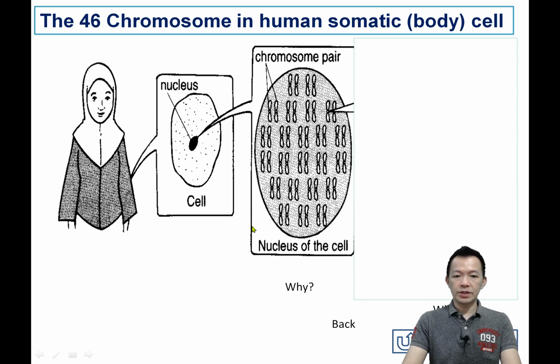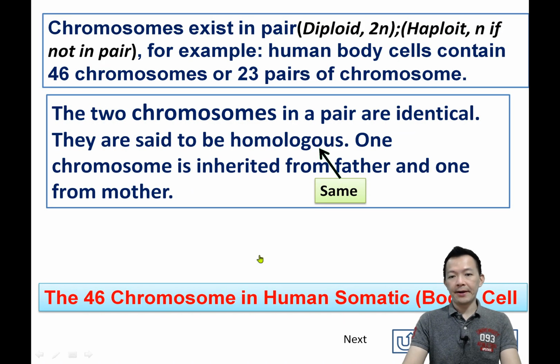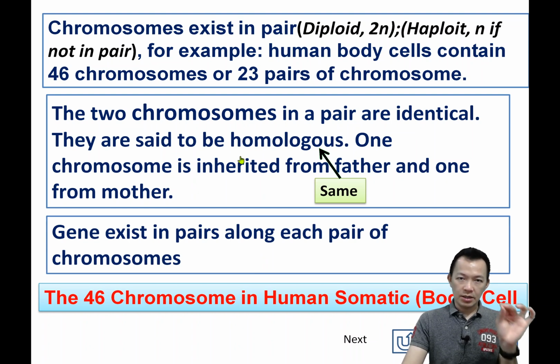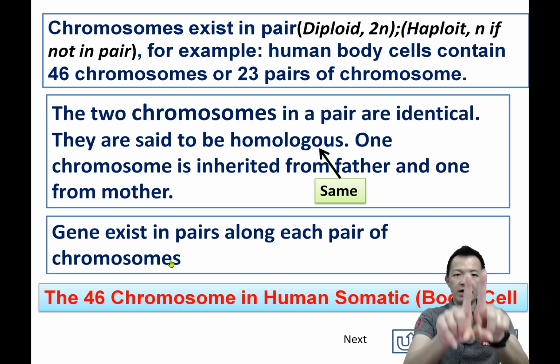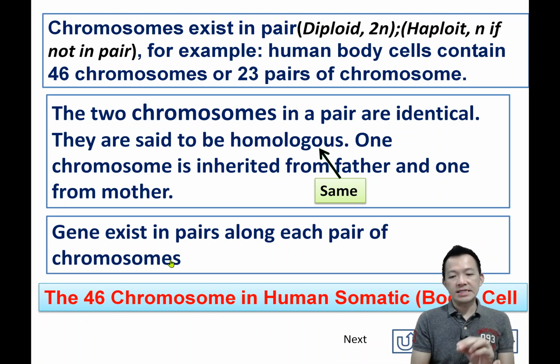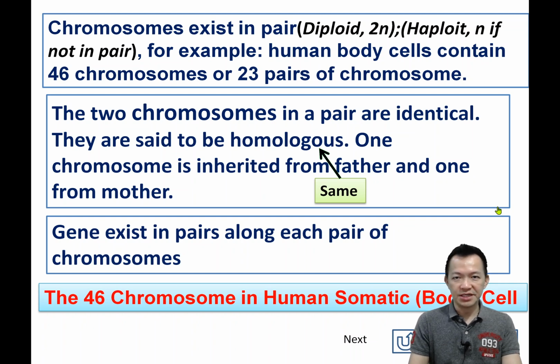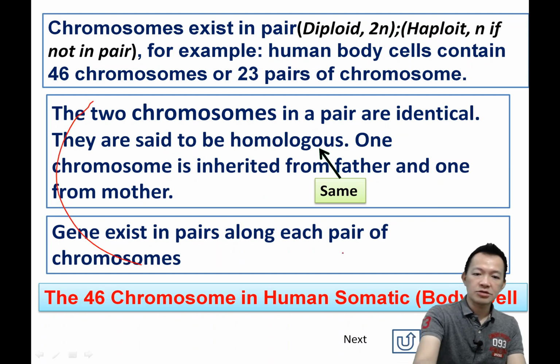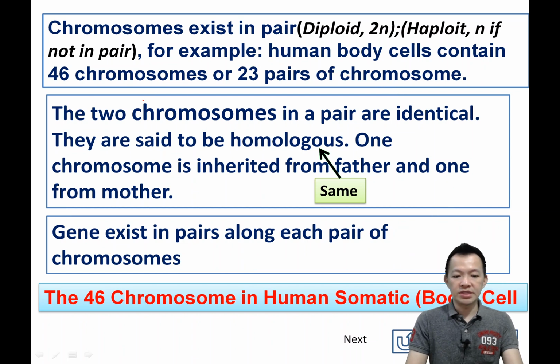So we look at the example. Next, copy another sentence: gene exists in pair along each pair of chromosomes. So in each pair of chromosomes, the gene also exists in pair. The genes in the chromosomes also appear in pairs. But what's the meaning of this sentence? Don't know. So now I make these two sentences into a diagram and an example to make you understand.